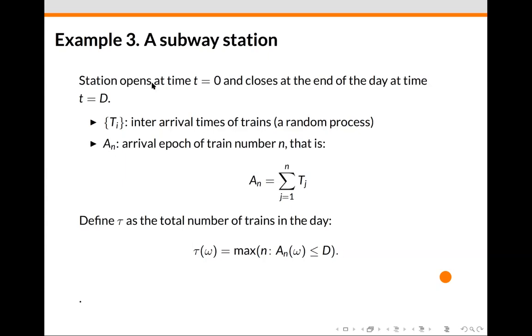So the station closes when we come to capital T. We denote by Ti the inter-arrival times of the trains, which is a random process. And An will be the arrival epoch of train number n. That is, An is basically just the sum of all the inter-arrival times. And we define tau as the total number of trains in the day. Now, I'm going to show you the iPad so that we can have a little bit of a visual for this.